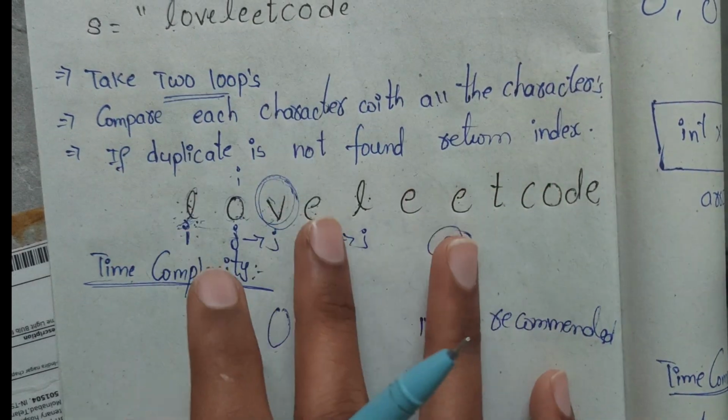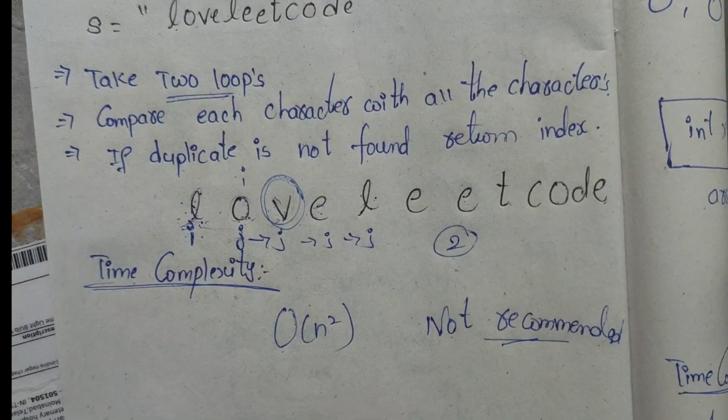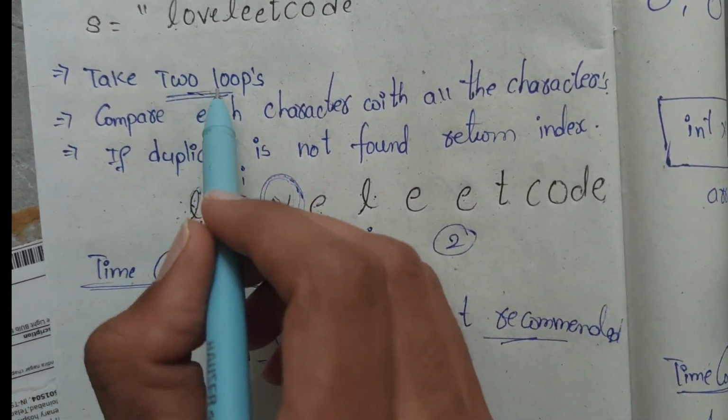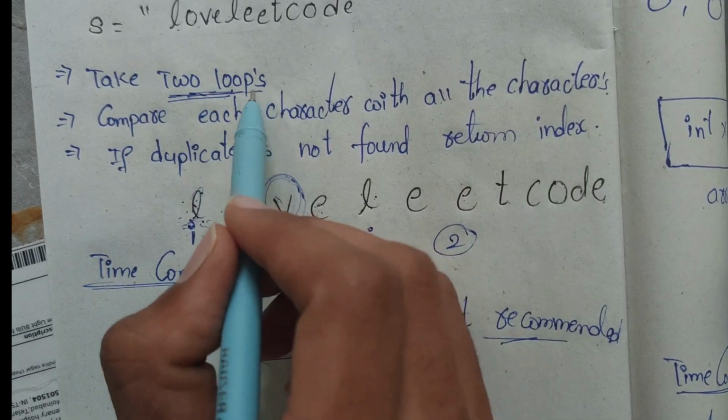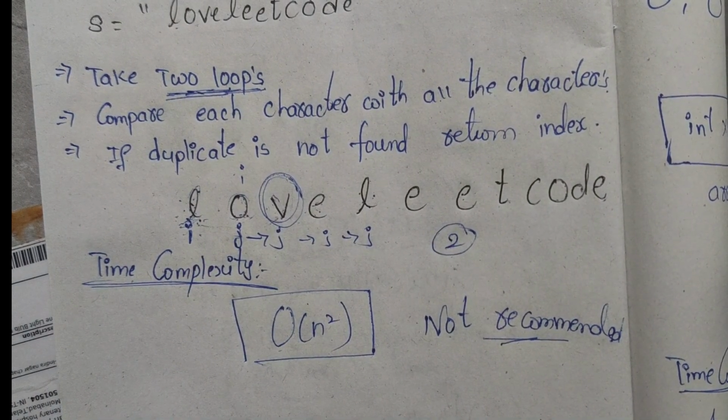Okay, so like that we have to solve this problem. Solving this problem with the brute force approach is not at all recommended, because it takes order of n square time complexity, because we are using two loops, right? Whenever we are using two loops and iterating over the entire string or the entire array, it will take order of n square time complexity.